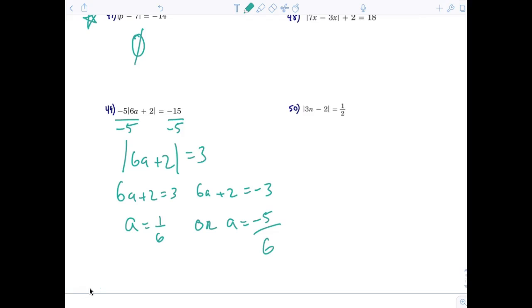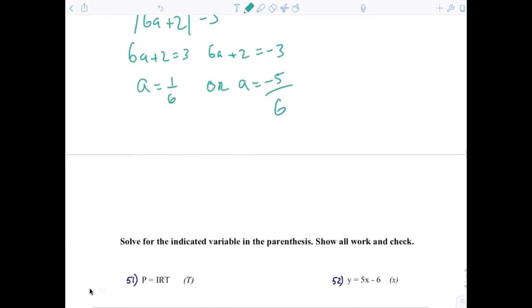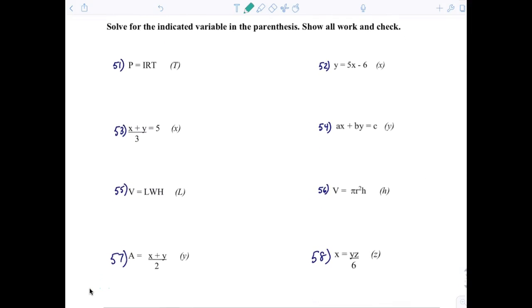Now, the last thing on here is isolating the variable. I'm solving for t. So to undo the multiplication, I do what? Division. So I'm dividing both sides by IR. So t is equal to p over IR.